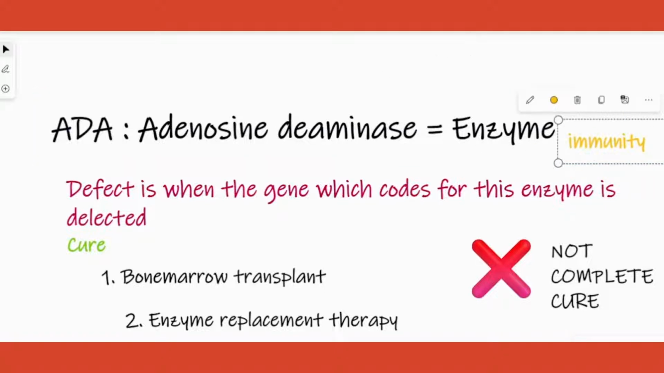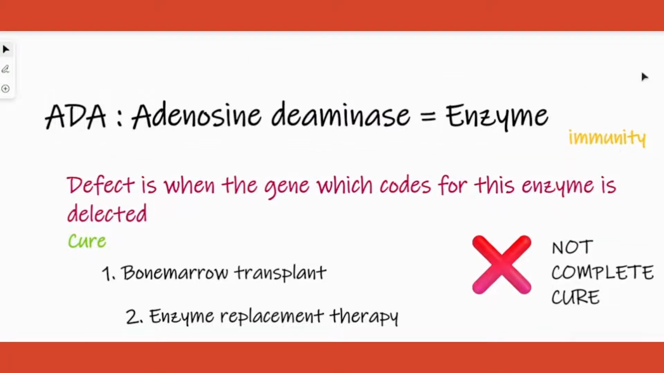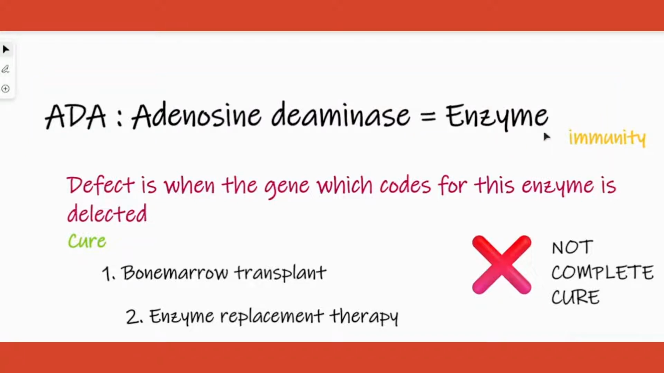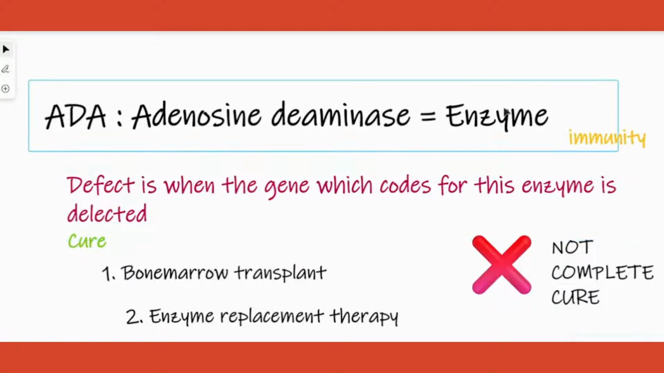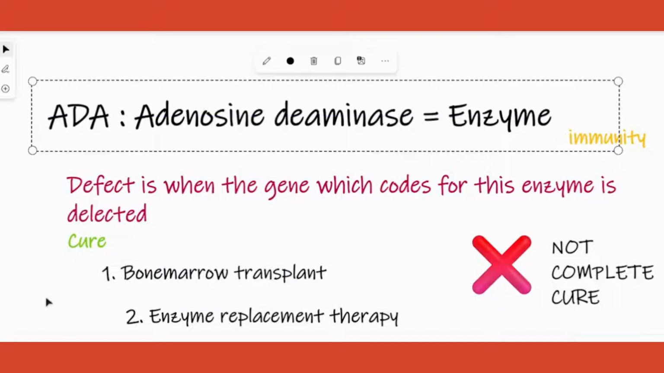Now, is this enzyme present only in a particular set of cells? No, they are present in all the cells. However, it is present more in your lymphocytes. I hope you remember what are lymphocytes. They are blood cells. They are WBC cells in your blood. Now, this ADA defect or the enzyme defect happens when the gene for this enzyme, that is the ADA gene, is deleted.